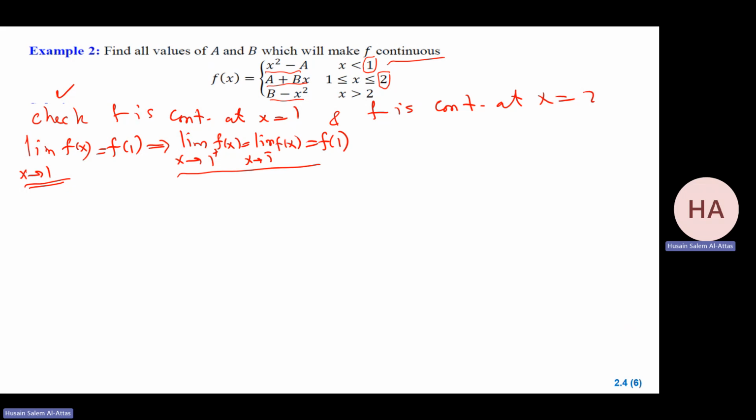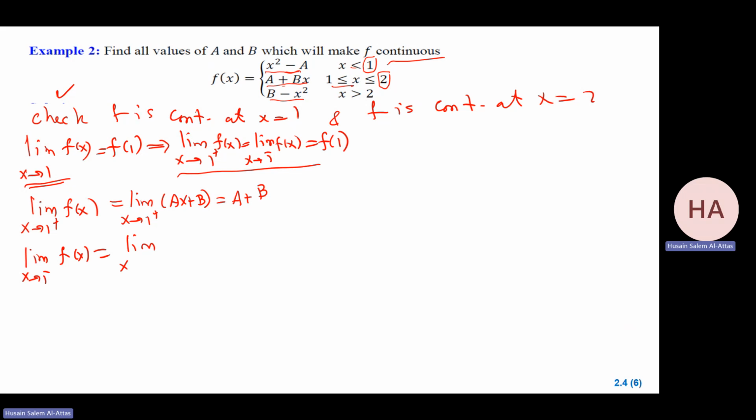Let us do it. Now, the limit as x goes to 1 from the right for this function. From the right means more than 1, so I am here. So that will be the limit as x goes to 1 from the right of ax plus b, which is a plus b. What is the limit as x goes to 1 from the left? Left means less than 1, so I am there. So that will be the limit as x goes to 1 from the left of x squared minus a, which is 1 minus a.